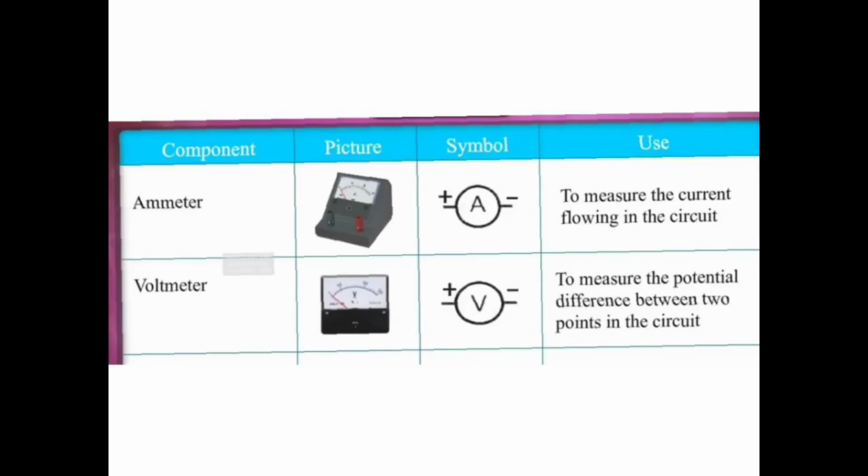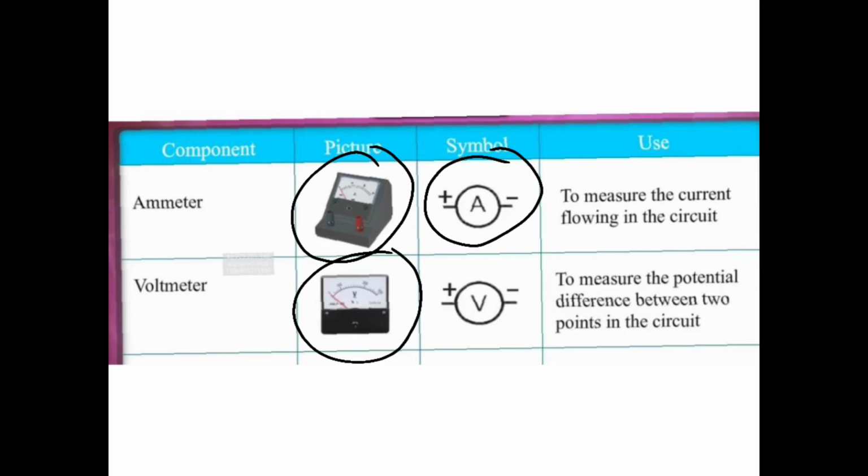Thereafter we have something called an ammeter. Actually it looks like this. Symbolically we write it in this manner, correct? And what is the use of an ammeter? It is used to measure the current flowing through the circuit. And this is the voltmeter. Symbolically we denote it in this manner, a circle with V inside and plus minus signs, and that is to measure the potential difference between the two ends of the circuit.